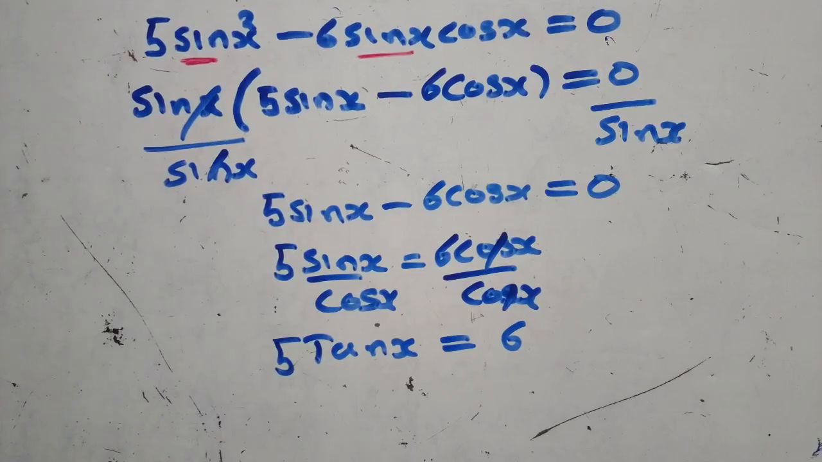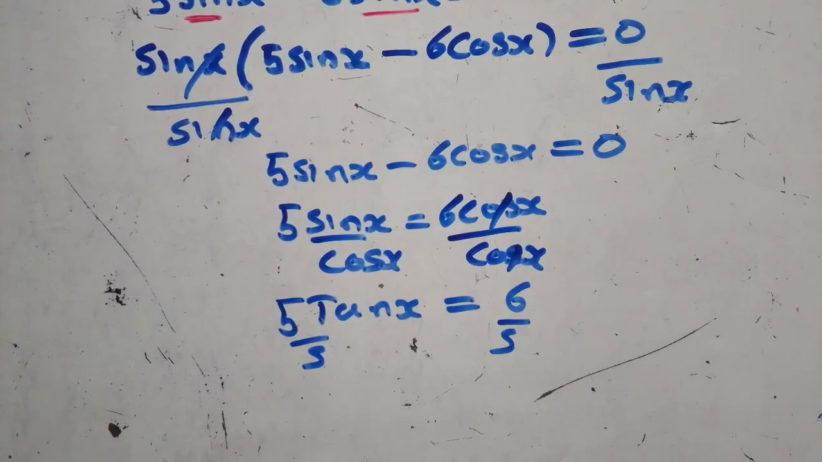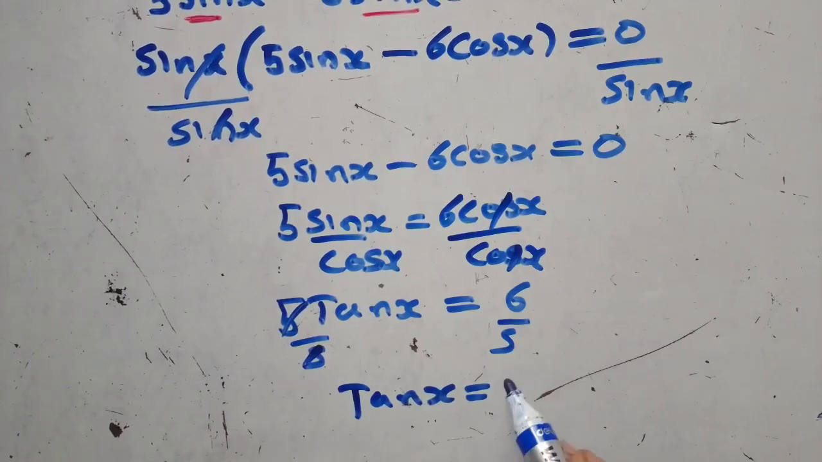Then we divide both sides by 5, because we want to make x the subject of the formula. So we divide both sides by 5. This and this will go, hence we remain with tan x is equal to 6 over 5. Okay, 6 divided by 5 will give you 1.2.